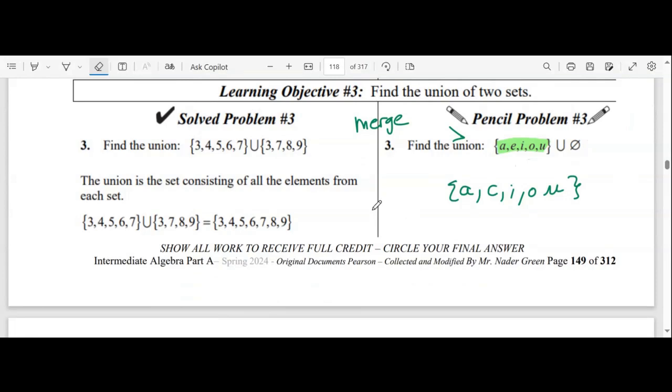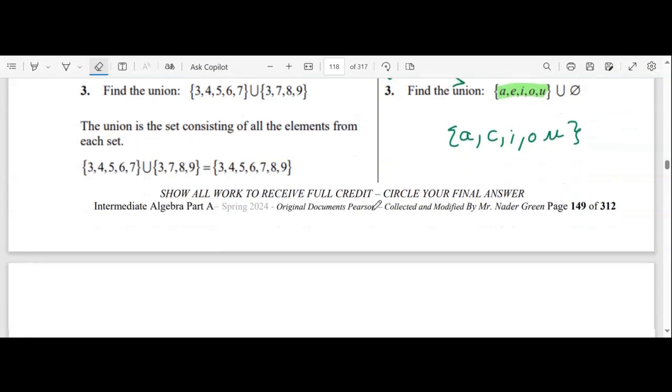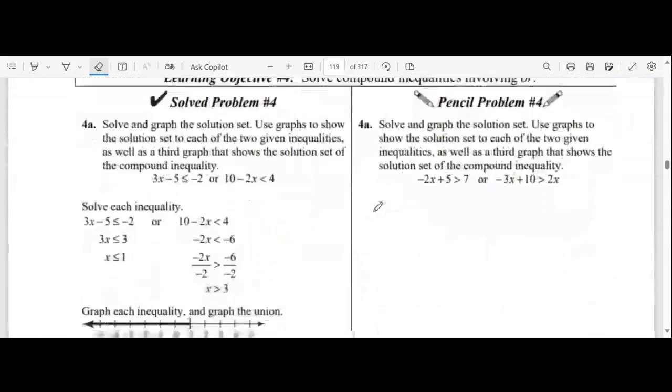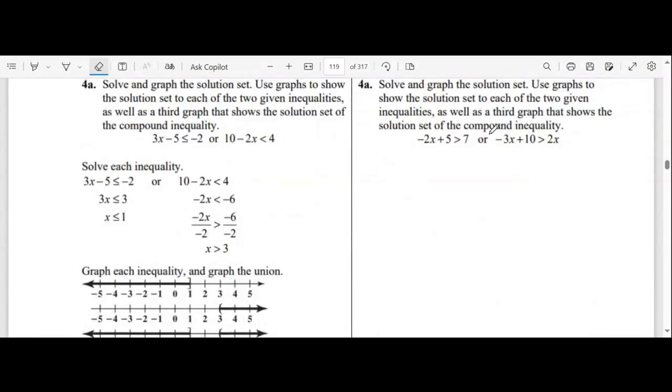All right, so let's move on. Now we go for OR. Ready? Let's solve the one on the left side. How can we solve the left side?